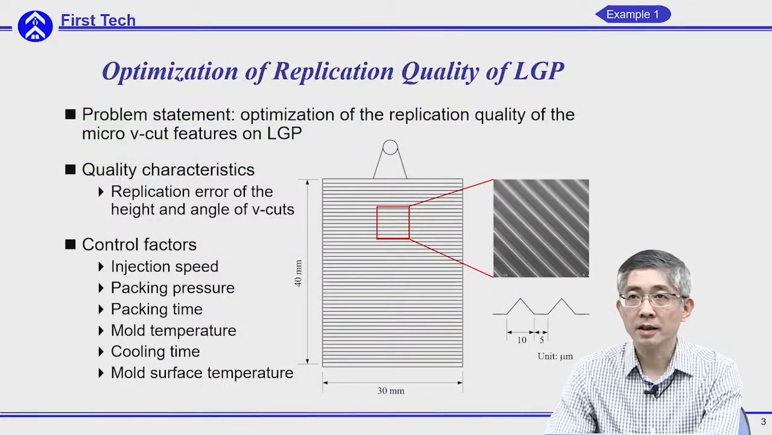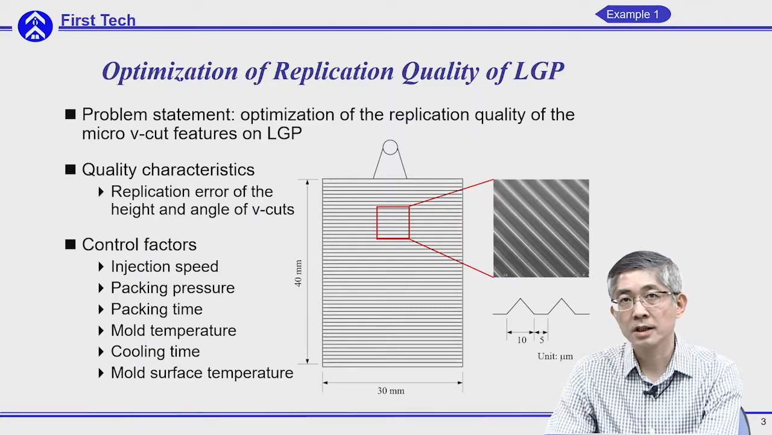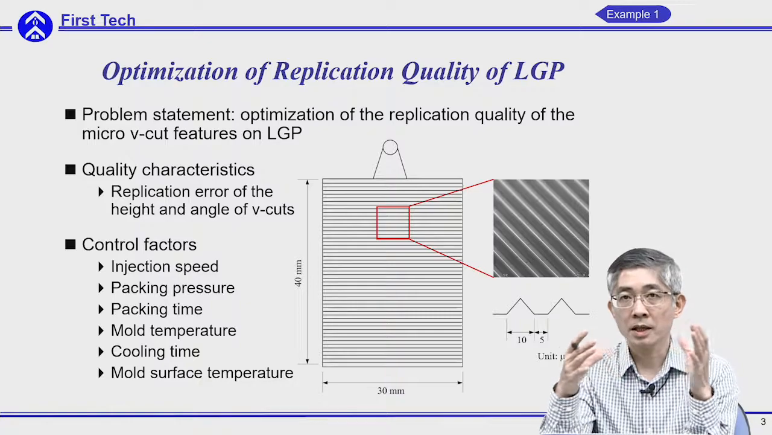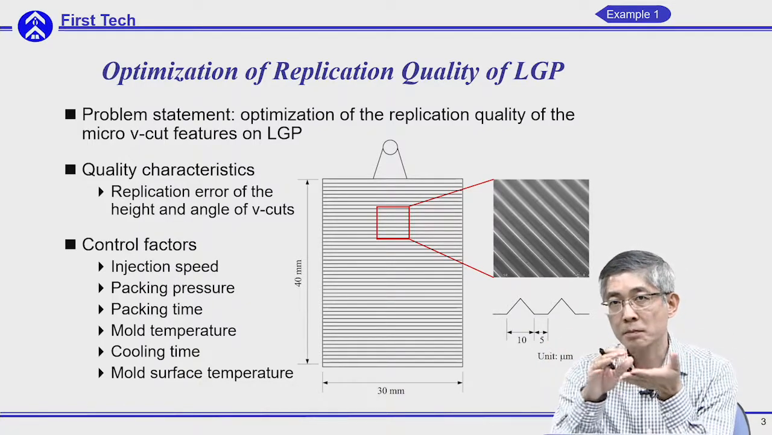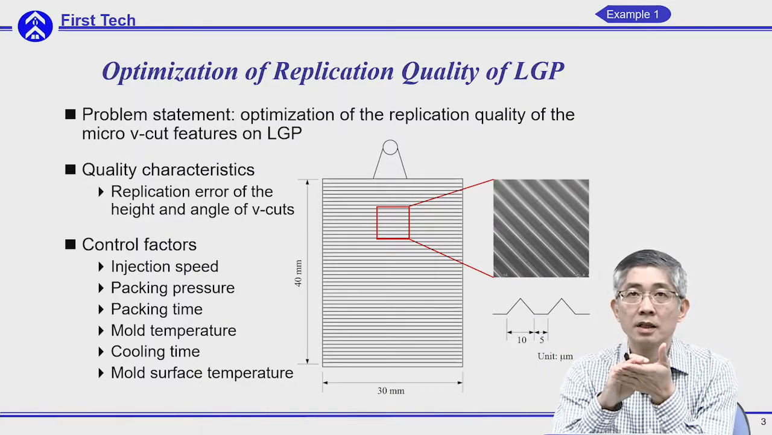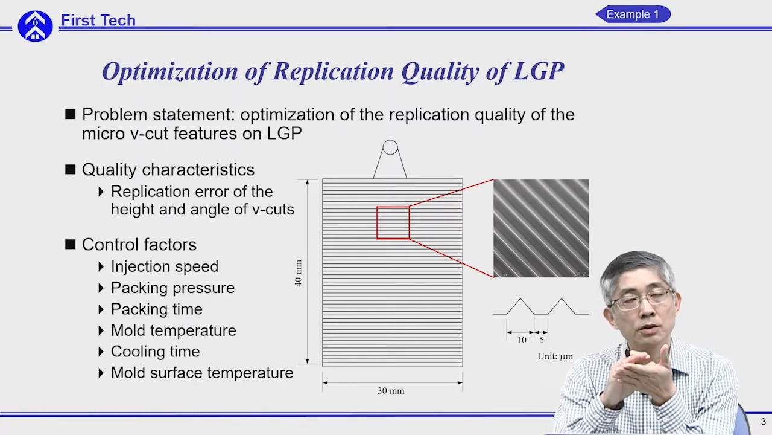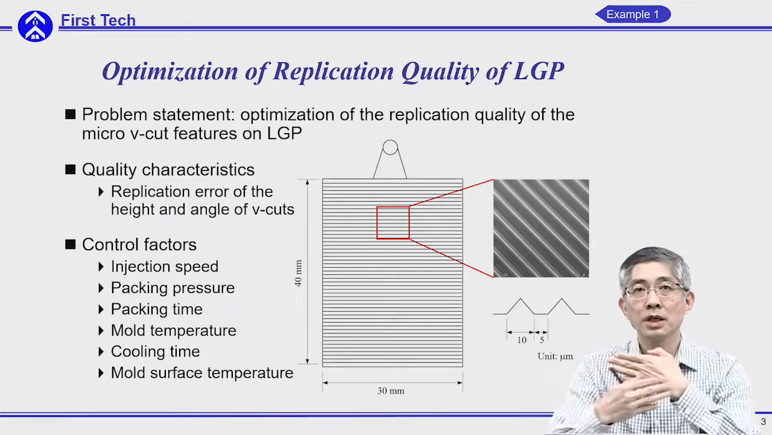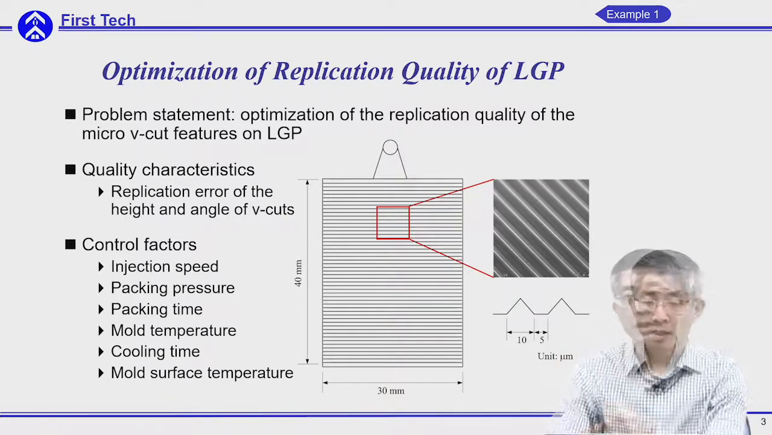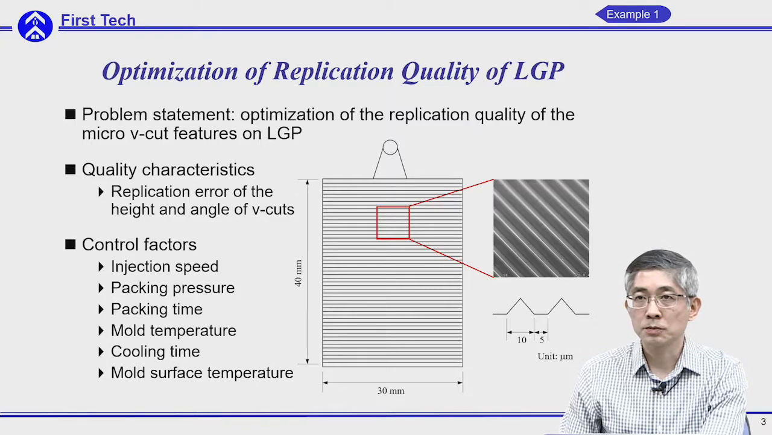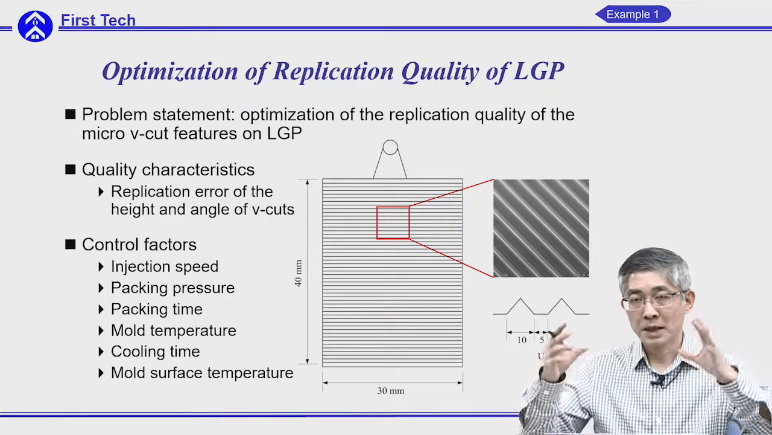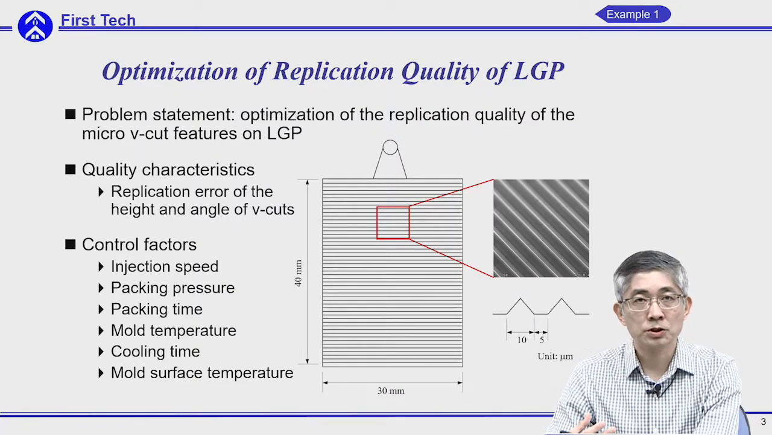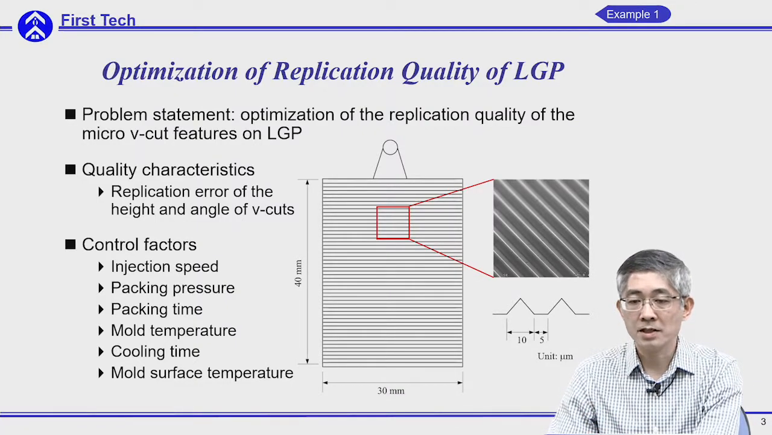So the design target here is the light guide plate. A light guide plate is a PMMA plate which has some microfeatures on top of it. It is used in the liquid crystal display to convert the LED light source into a uniform planar light. So the purpose of this injection molding is to produce a plastic part with some microfeatures, and we would like the replication error to be as small as possible.